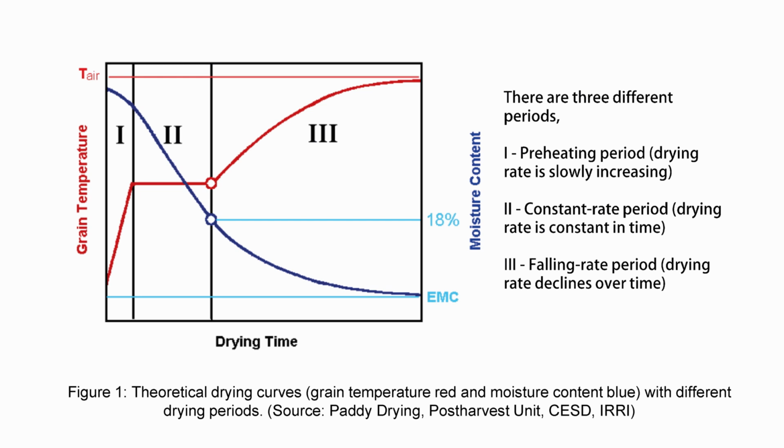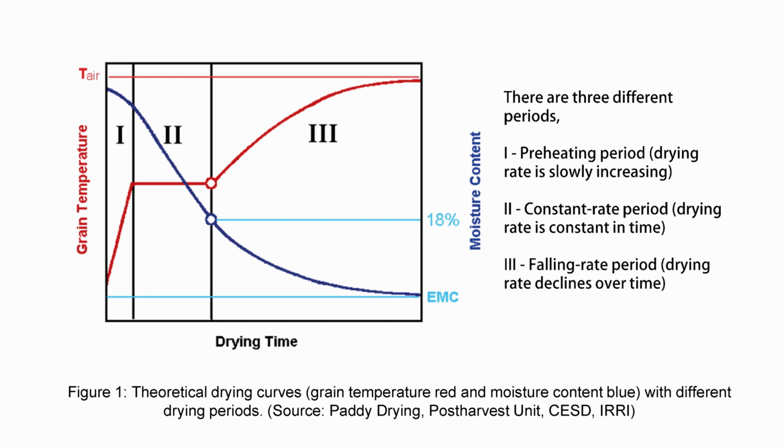The first stage is the preheating stage. Here, all the heat provided in the drying air is used to heat up the grain to the drying air temperature. The constant rate period is the second one. Here, water starts to evaporate from the surface of the grain. All the heat from the drying air is used to evaporate surface moisture. Here, grain temperature is quite constant, and the surface water evaporates with the heated air.